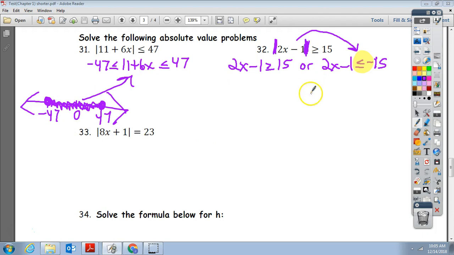The last type, and again, then you would solve from here. The last type would be an equation, and this one is usually the easiest one for most people. You set one equal to positive 23, and you set one equal to negative 23. Because if you have a distance that is 23 spaces, those are the only two spots on the number line that are 23 spaces from 0. Then you solve those just like normal.